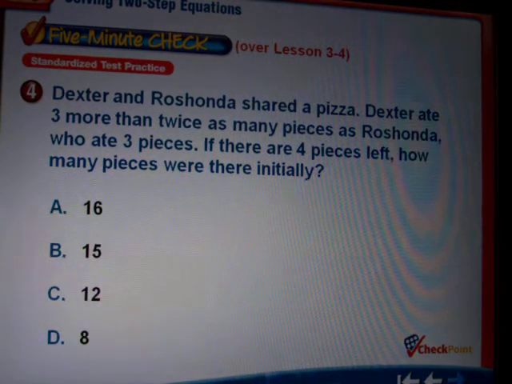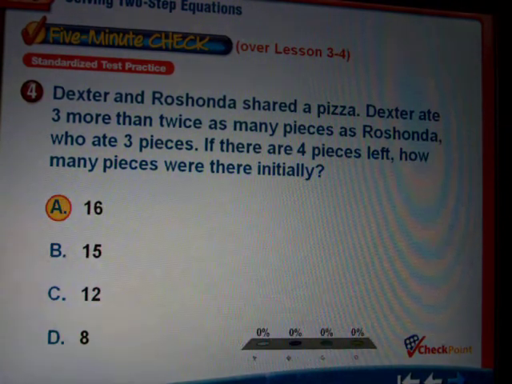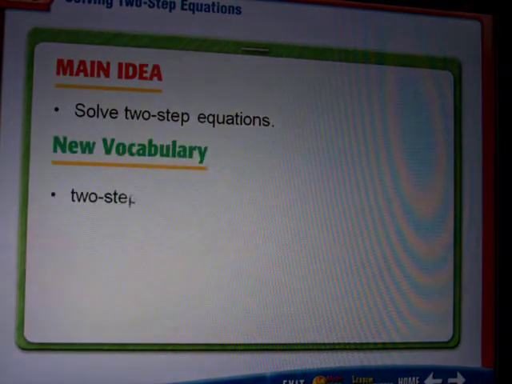And your answer is 16. Alright, so now what we're going to do is we're going to solve two-step equations.